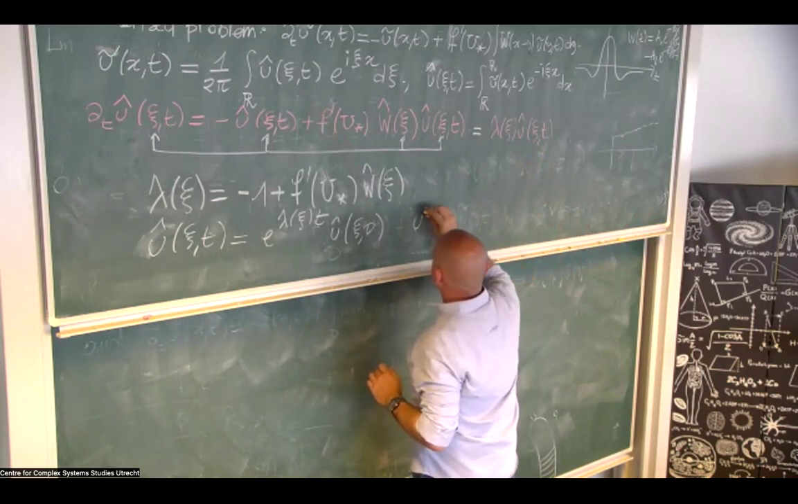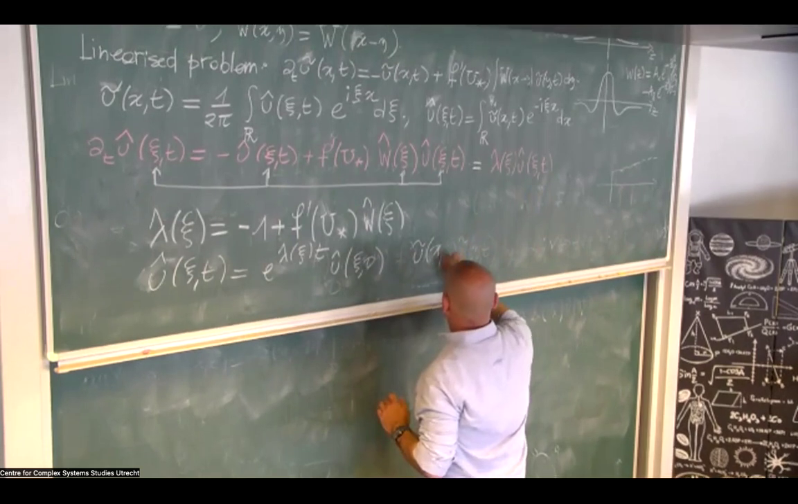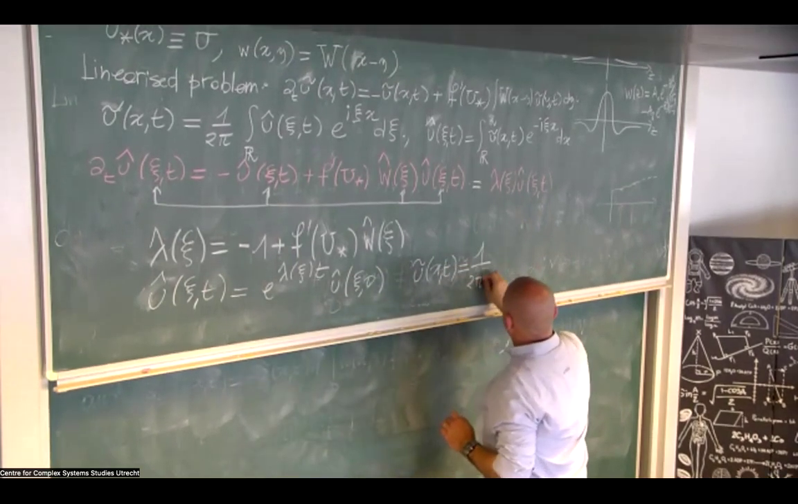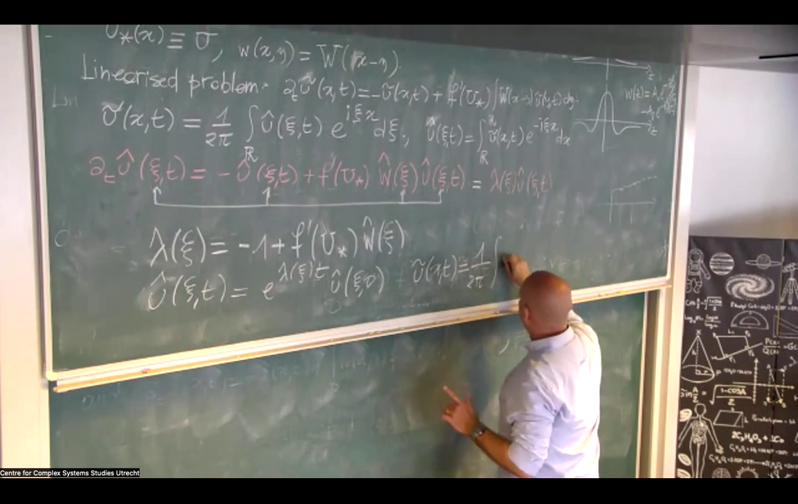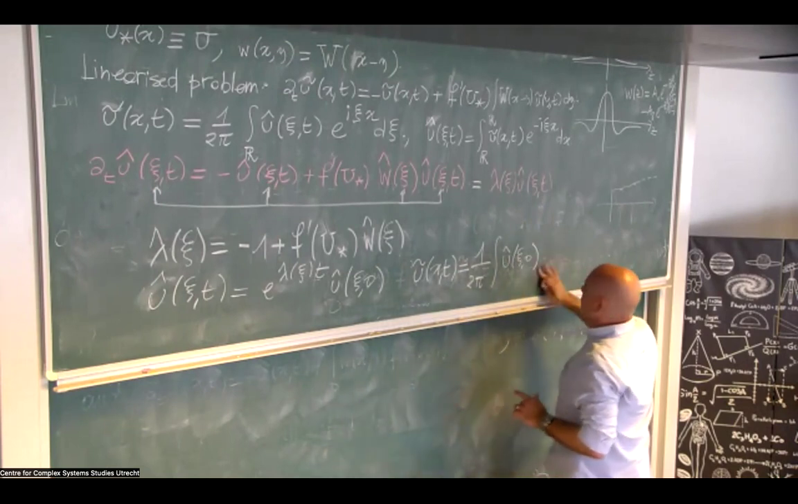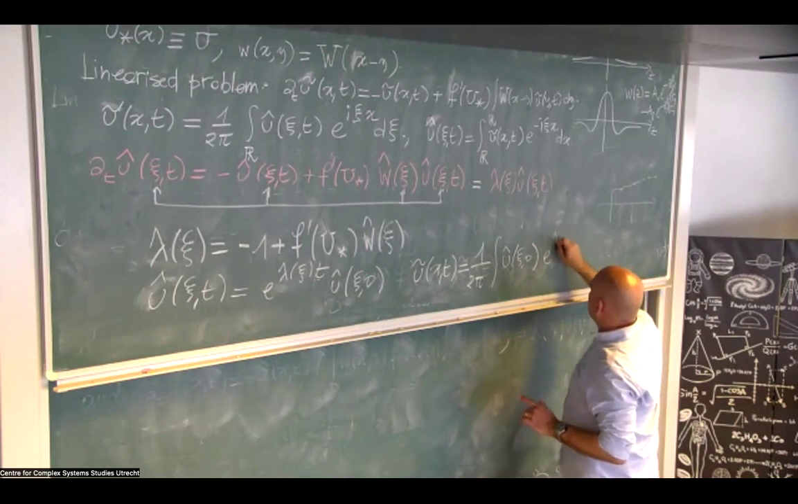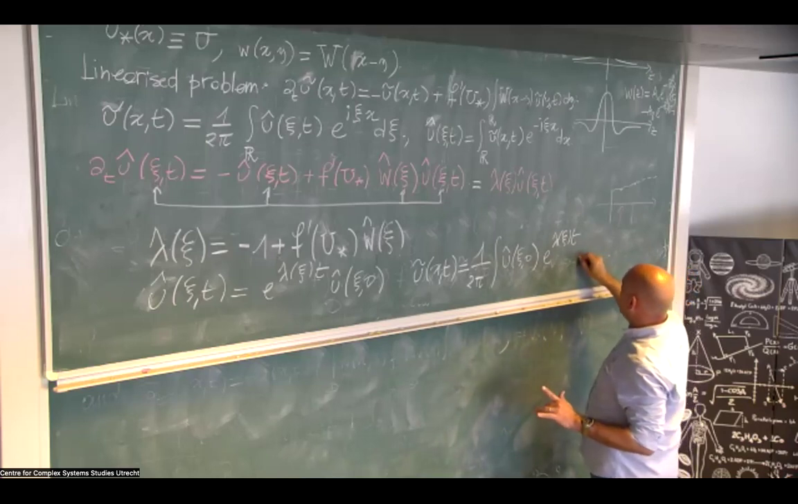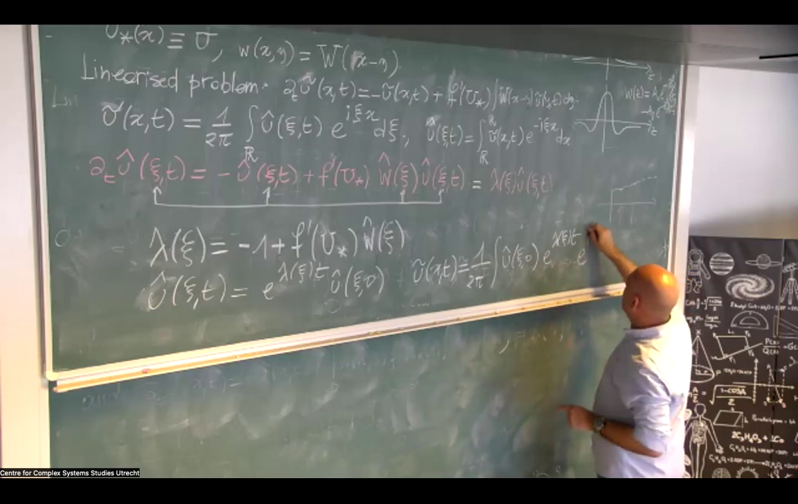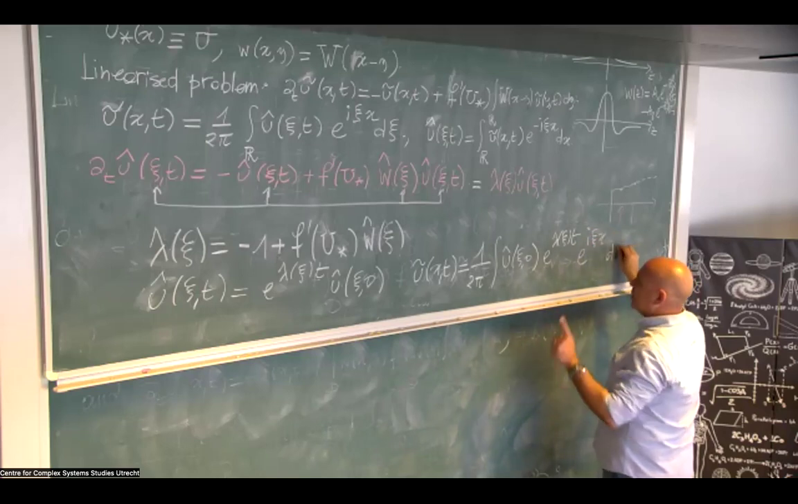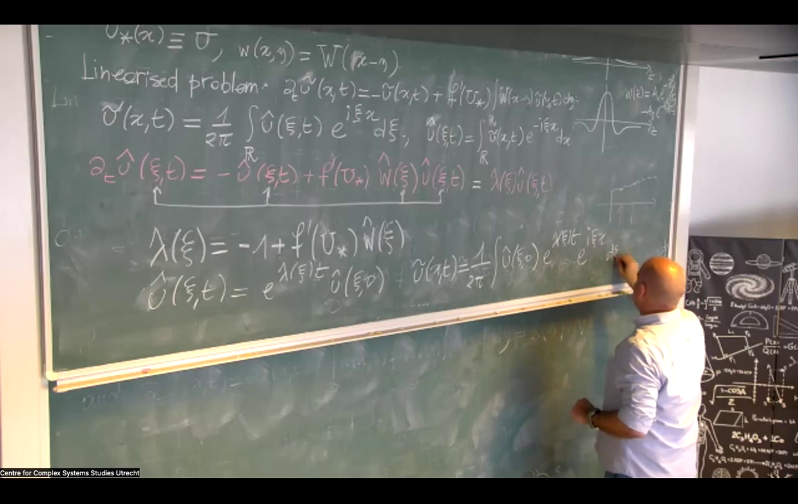So I'm going to have u tilde x t equals 1 over 2 pi. And over there, what I do is I convolve u hat psi 0 times e to the lambda psi t times e to the i psi x in the psi.